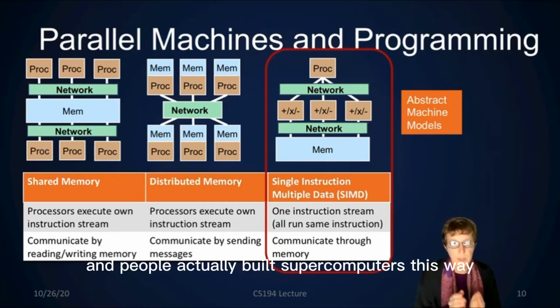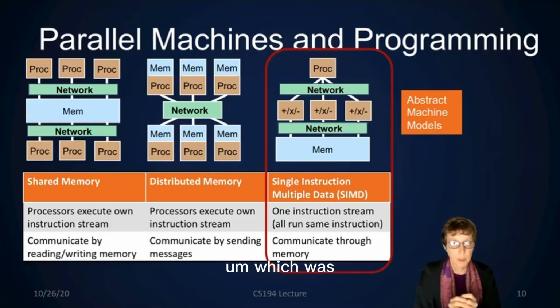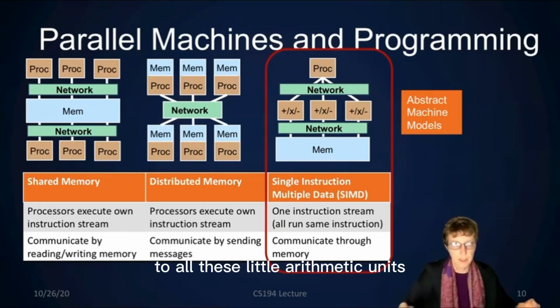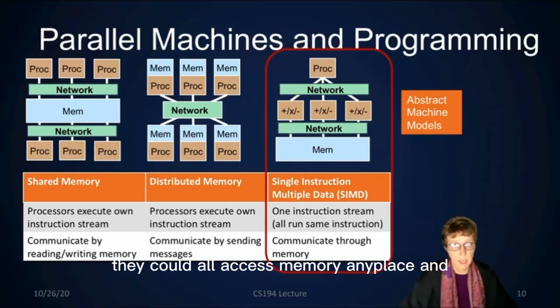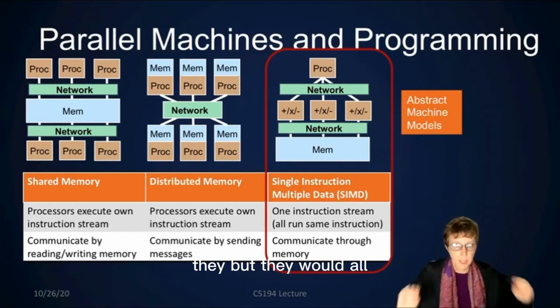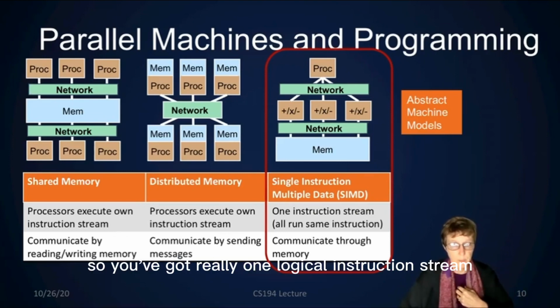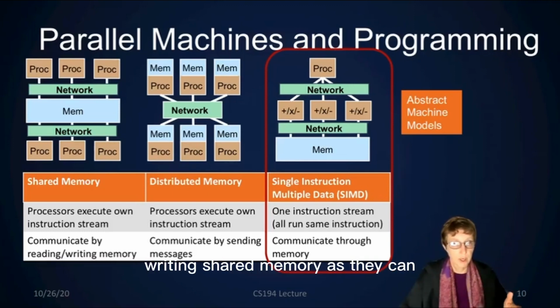And the way to think of this, and people actually built supercomputers this way back in the 80s, before I got to Berkeley, was that you had a single processor that would broadcast out the instruction to all these little arithmetic units, these functional units, and they all had their memory. Actually, it looked like shared memory. They could all access memory any place, but they would all execute the same instruction one at a time. So you've got really one logical instruction stream. Every processor is running the same instruction, and they can communicate by reading and writing shared memory as they can in the shared memory multiprocessors.